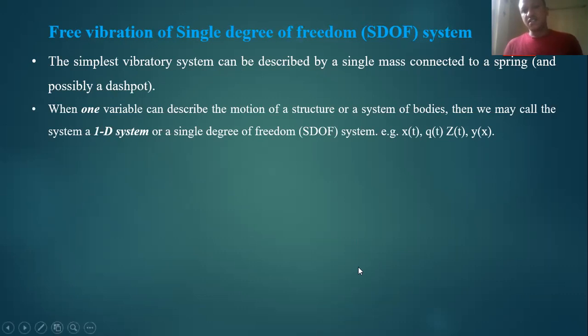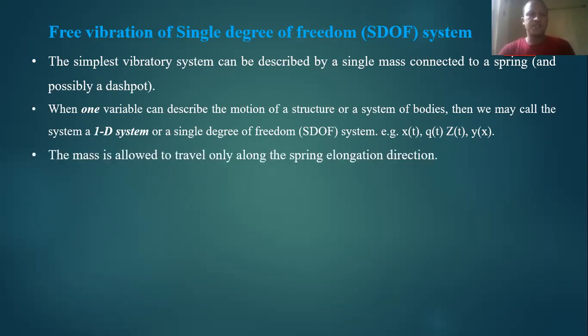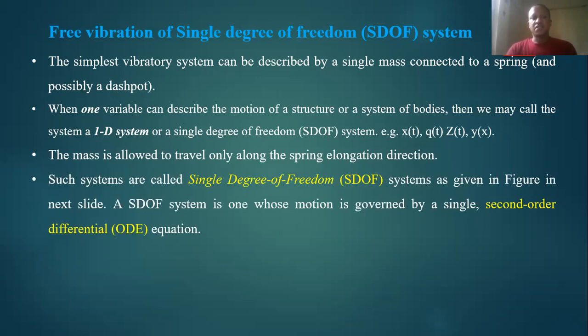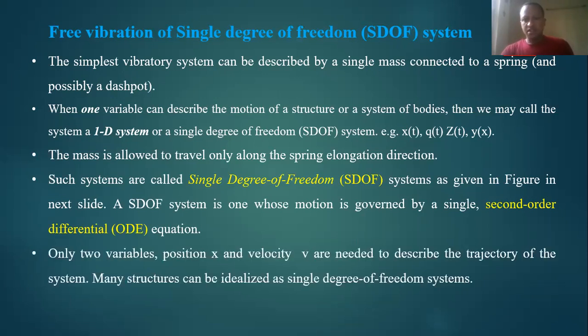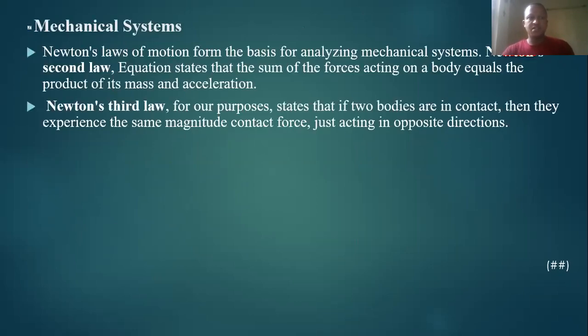Okay. So, for example, if we are describing the system in terms of x of t as a coordinate, or g of t, z of t, where g of t may be a local coordinate, or y of t, then it is called a single degree of freedom system. So the mass is allowed to travel only along the spring elongation direction in this case. Such systems are called single degree of freedom systems. We can see those single degree of freedom systems in many places.